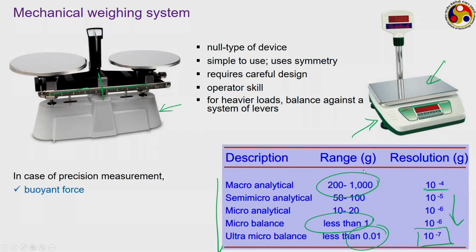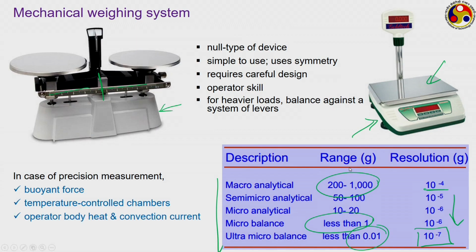In case of precision measurement, however, there are several factors that we have to be careful of. The first important factor is the presence of buoyancy force, which we often neglect. There can also be factors like the temperature effect, because with change in temperature there can be physical or volumetric expansion of both the body and also the corresponding counterweights. So, temperature control chambers may be essential. Operator body heat and convection currents can also significantly affect the performance.